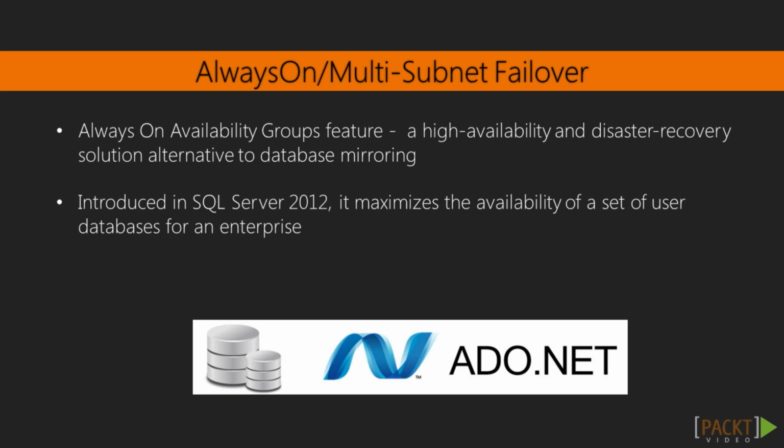Another feature that got enhanced was Always On availability groups, which is defined as a high availability and disaster recovery solution that provides an enterprise-level alternative to database mirroring. It was introduced in SQL Server 2012, and this Always On availability groups feature maximizes the availability of a set of user databases for an enterprise.